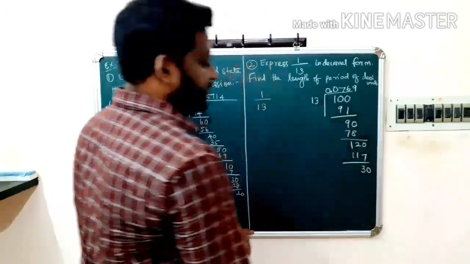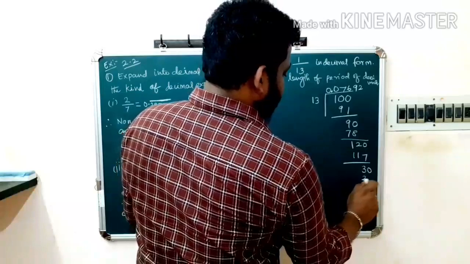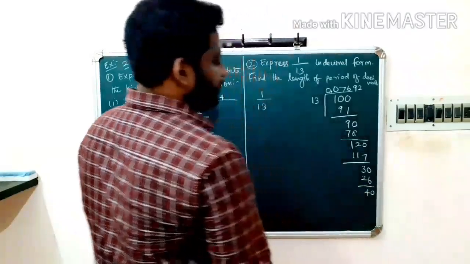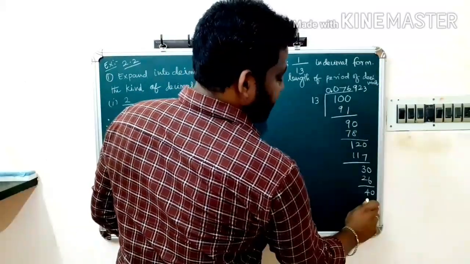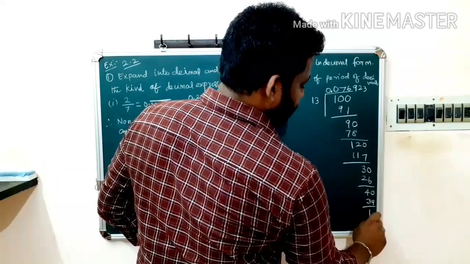So we add 0 here, 30. So 2 13s are 26, and the remainder 4, so 40. Then 3 13s are 39, and the remainder is again 1.